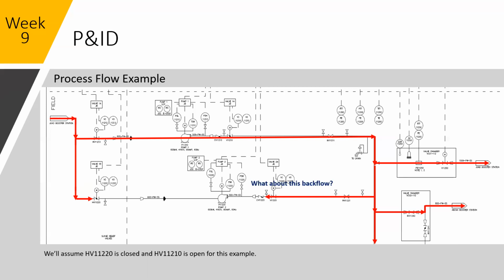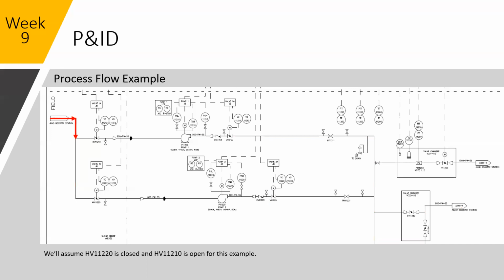What about this backflow? This backflow will hit, again, the check valve because it only allows water to flow in this direction. Make sense? Or any questions?